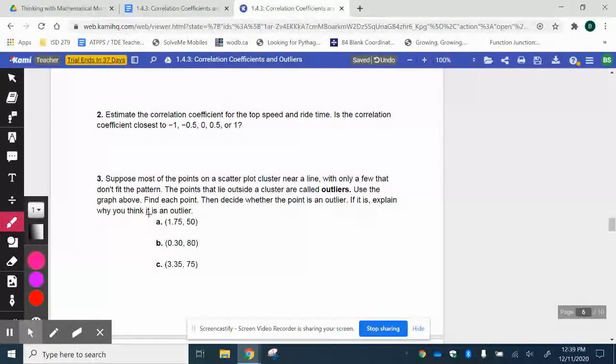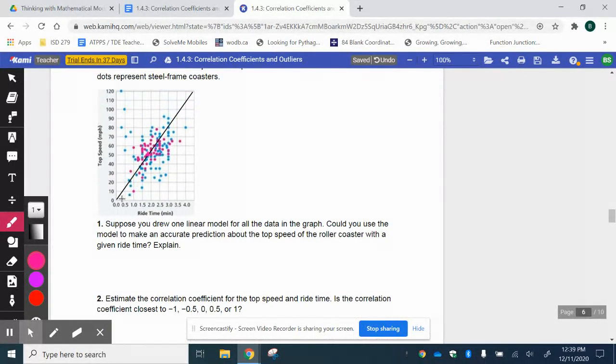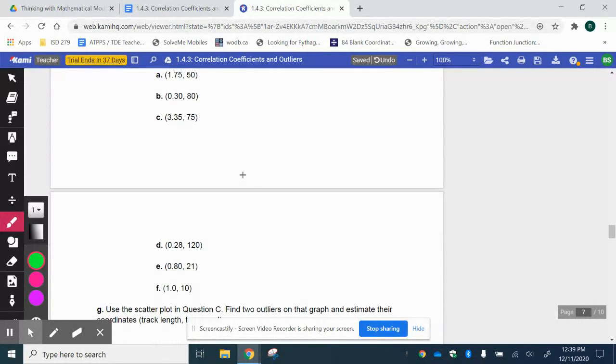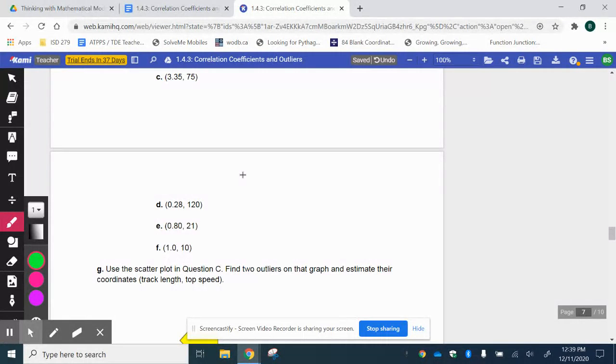Next one is 0.3 and 80. 0.3 and 80. Does this point lie outside of the cluster? Is that an outlier? And do the same thing for the next ones, C, D, E, and F.